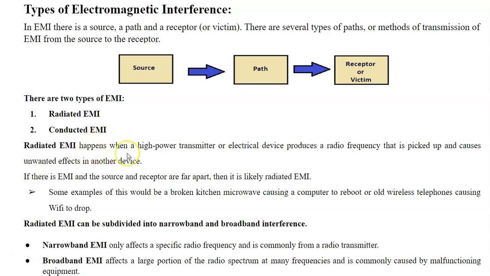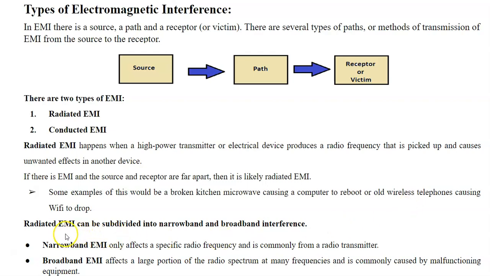Radiated EMI happens when a high power transmitter or electrical device produces a radio frequency that is picked up and causes unwanted effects in another device. If there is an EMI and the source and the receptor are far apart from each other, then it is likely a radiated EMI. Some examples of this would be a broken kitchen microwave causing a computer to reboot, or old wireless telephones causing Wi-Fi to drop. Such examples we can realize in daily life.